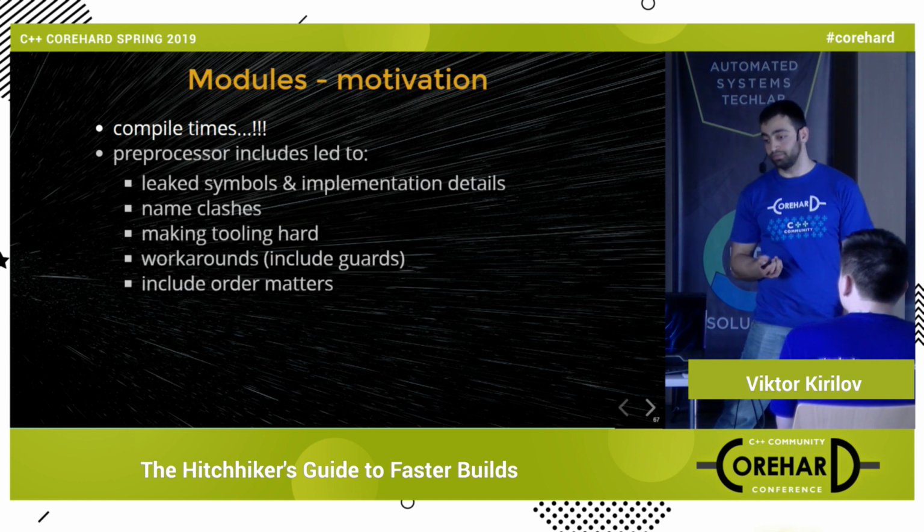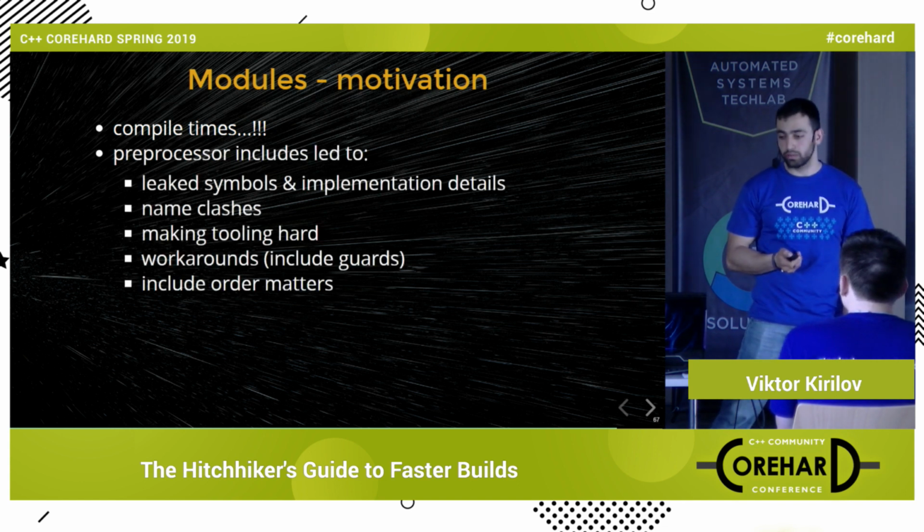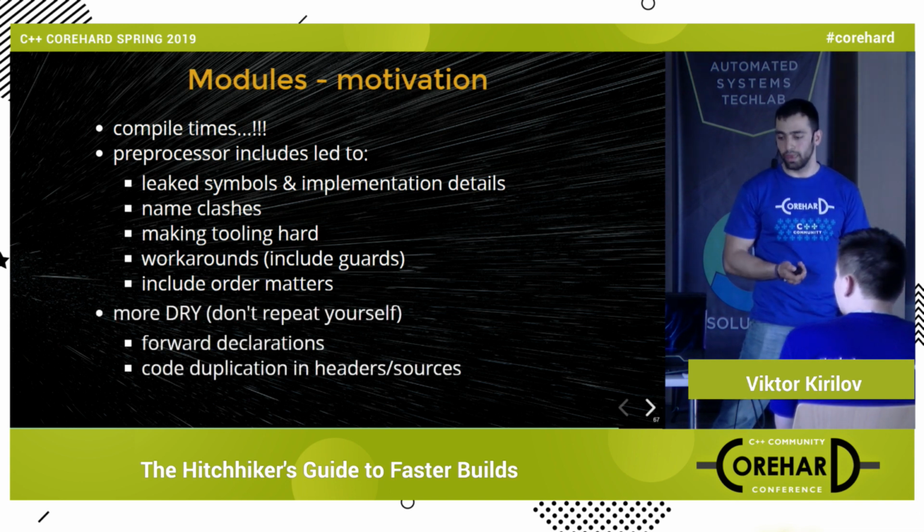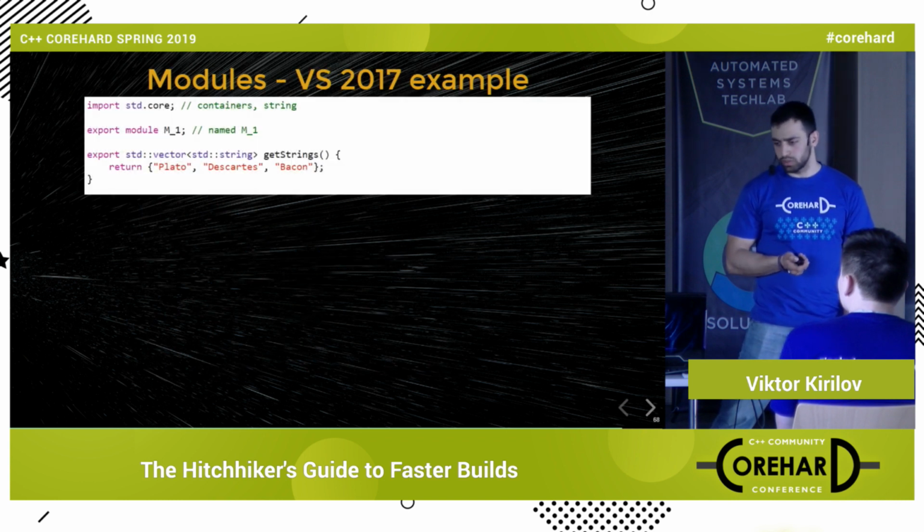Compile times is one of them. Also, we really hate preprocessor includes because we leak symbols and implementation details. We have clashes of names sometimes. Tooling is hard. We end up with 10 megabytes of source code. And we have to be careful about the include order because that matters as well. And also, we want to keep things more DRY. We don't want to have forward declarations. We don't want to have that separation of header files and source files. It's non-existent in our languages.